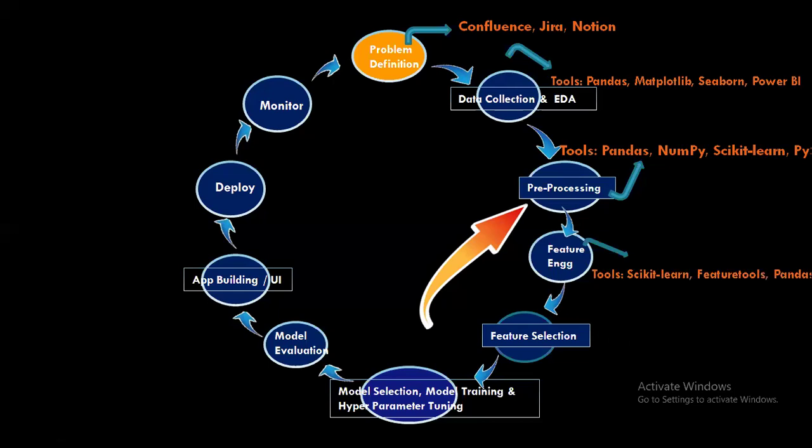And the next one is the feature engineering. Okay, in the feature engineering, like I said, right, to create the new features based on the existing features, you can use something like feature tools, Pandas, or Scikit-learn. Next one is Scikit-learn, SHAP, Boruta, Mutual Information. These are the packages that you can use to do the feature selection.